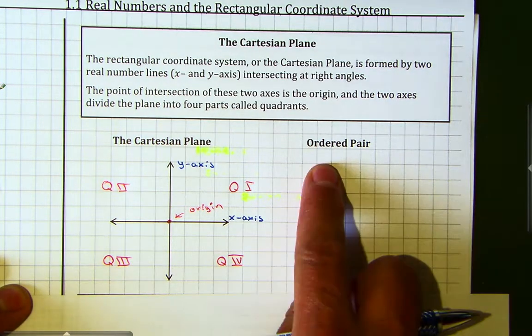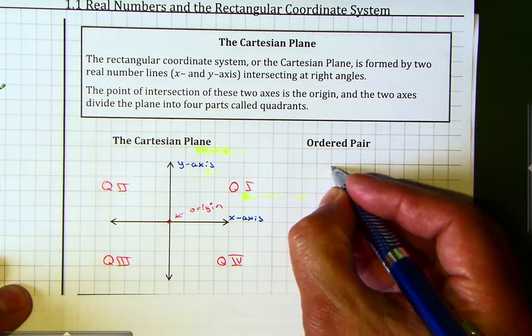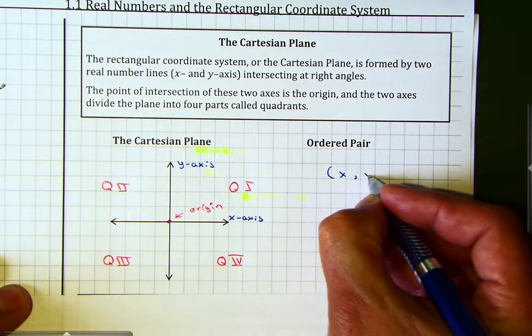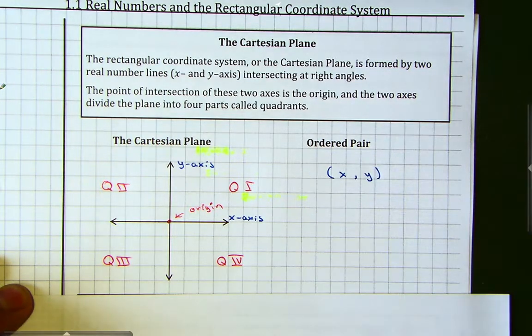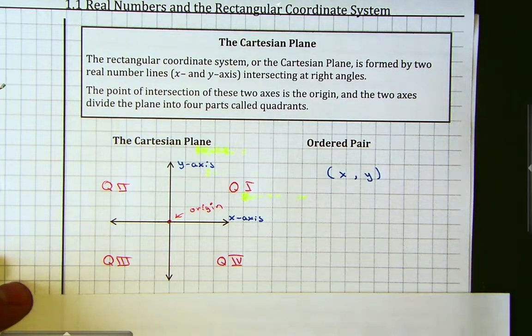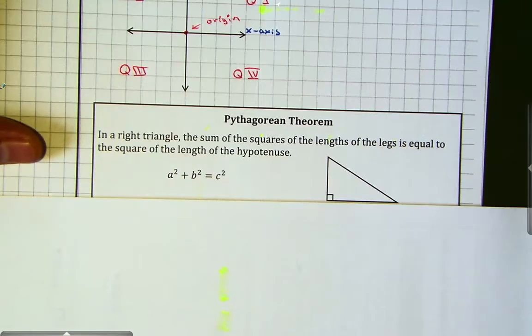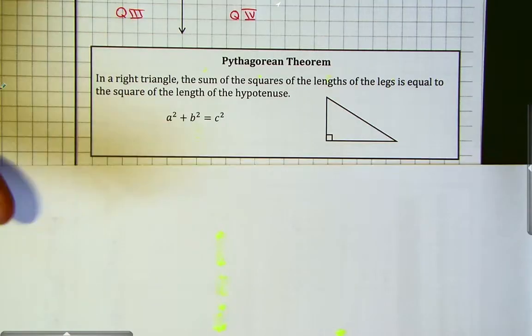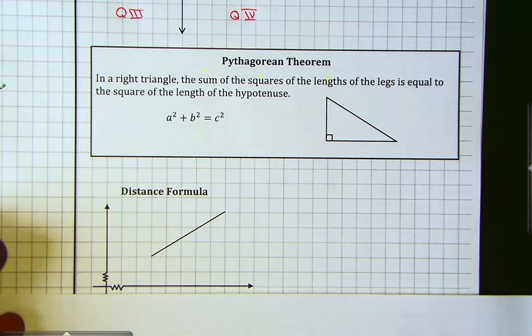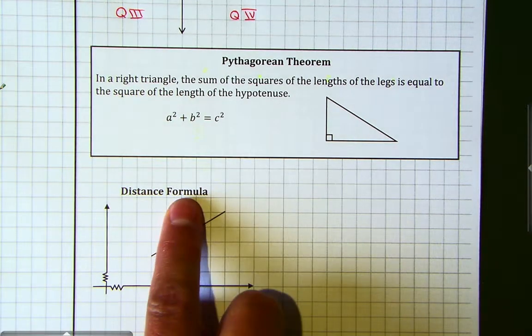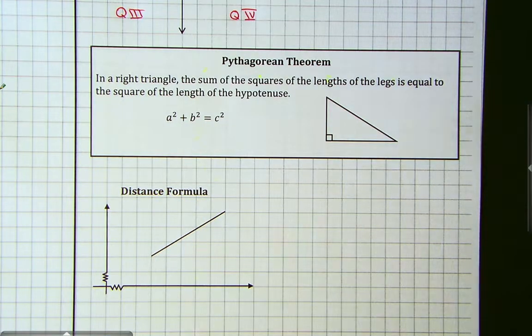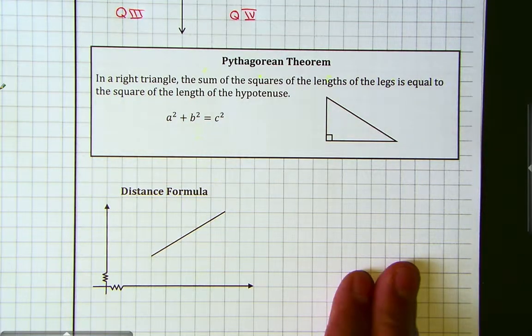So let's talk about an ordered pair. We know an ordered pair is your x and your y. That is a specific point. And now let's go over the definition of the Pythagorean theorem. Go and copy it down, and then we'll derive the distance formula using the Pythagorean theorem. Go and pause it, and we'll continue once we're ready.